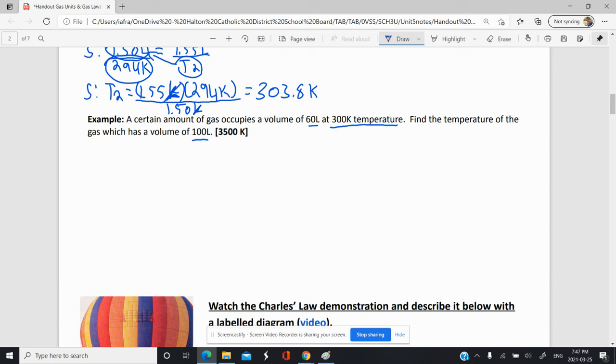Here's our given information. We have our volume 1 is equal to 60 liters. We have our T1 is equal to 300 Kelvin. And now the gas has a volume of 100 liters. So what was the temperature of that environment to lead to that? That's what we're trying to get at here.